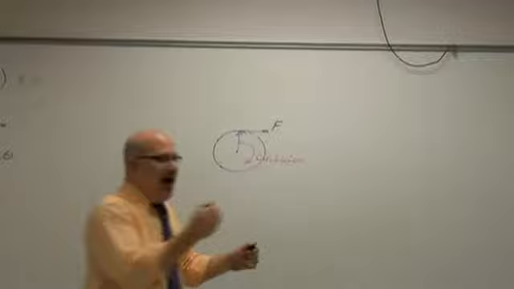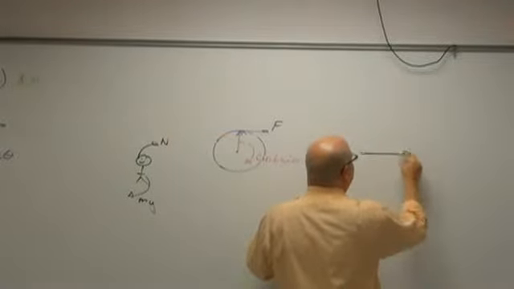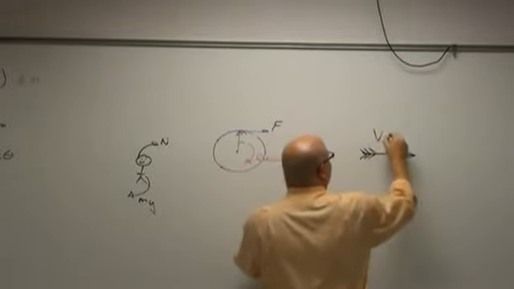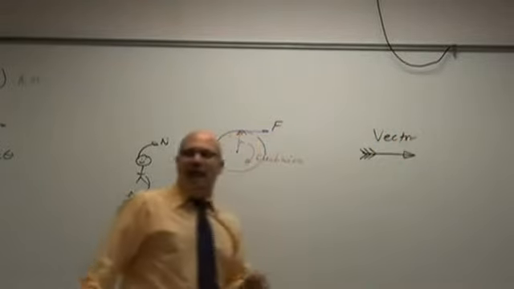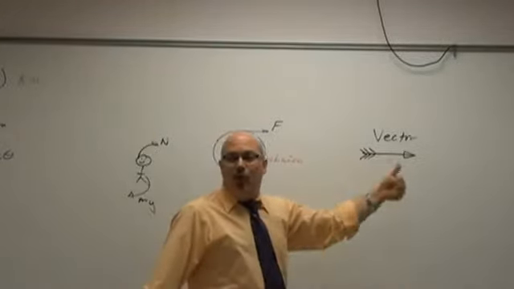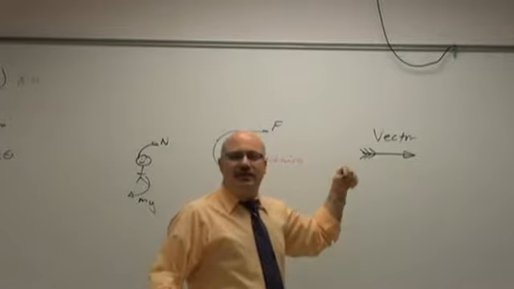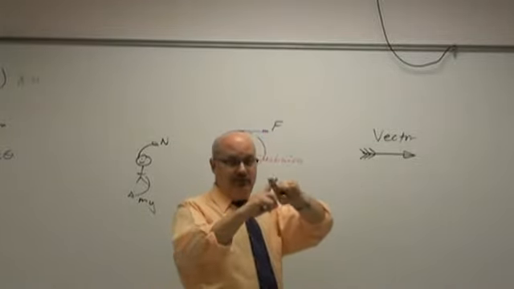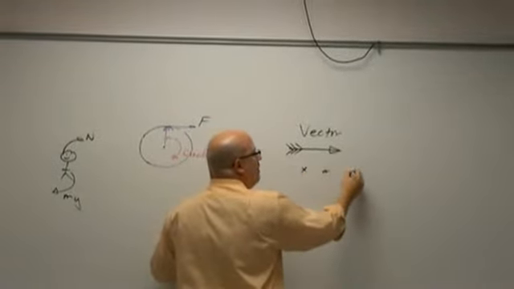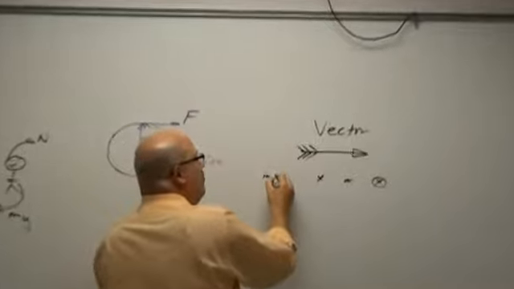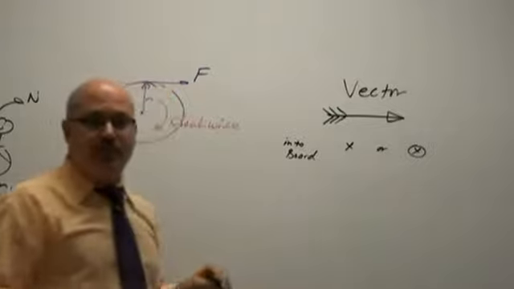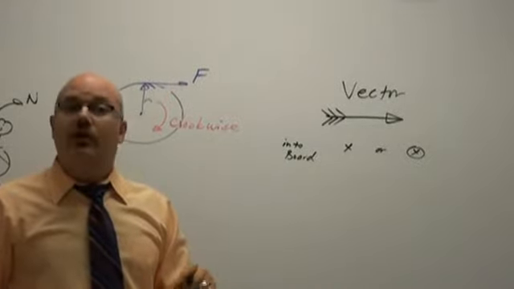So how do we designate a vector? Here's a vector. It's an arrow. Okay, how do we designate an arrow into the board? If this arrow went into the board, we would see the tail feathers. So this or this means into the board.